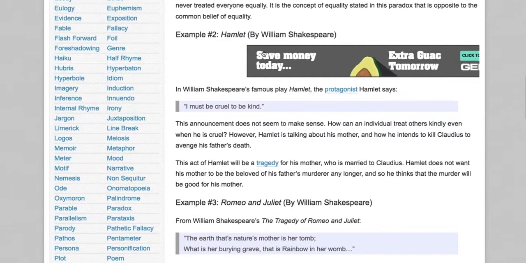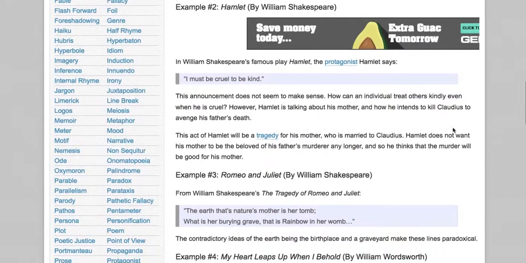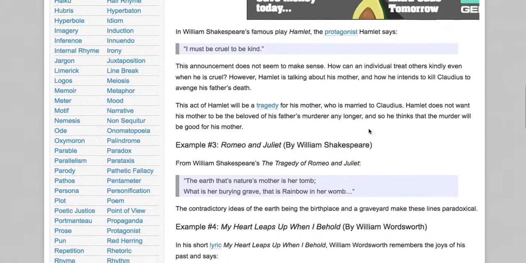Let's scroll down to Shakespeare's Hamlet. So Hamlet says in this play at one point, "I must be cruel to be kind." At first sight, this doesn't seem to make sense, right? How can an individual treat others kindly even when he's cruel, or vice versa? How can someone be cruel to someone else and then be considered kind? But here, Hamlet is talking about his mother and how he has to kill Claudius to avenge his father's death.